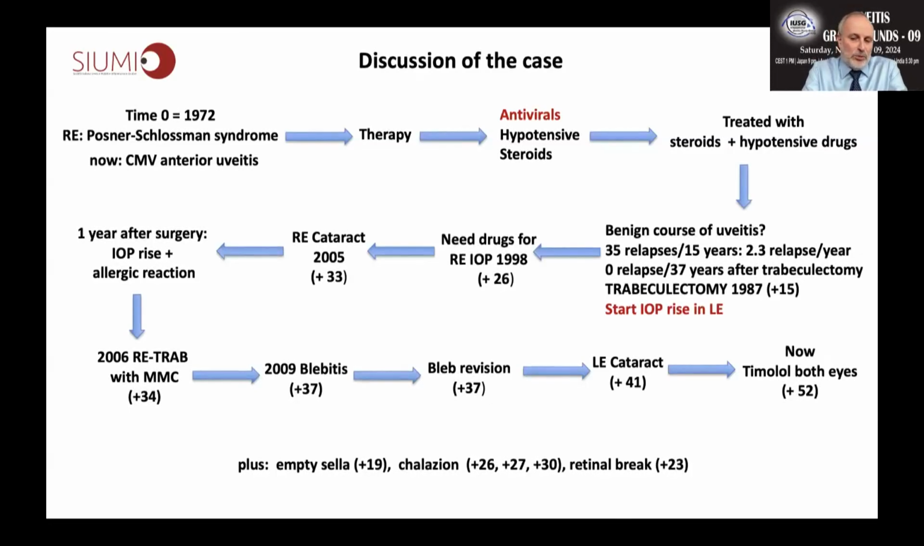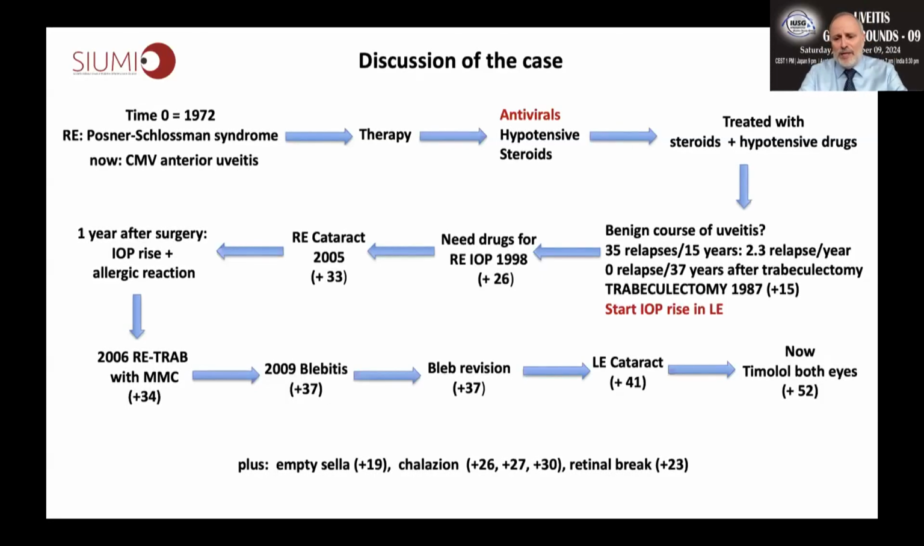The other important thing to address is an IOP problem in the other eye. This is not related to any inflammation. As Dr. De Geronimo has told you, the angle is open. So maybe, and this is the case in which you should never forget to look at both eyes, even if you are dealing with a unilateral uveitis.